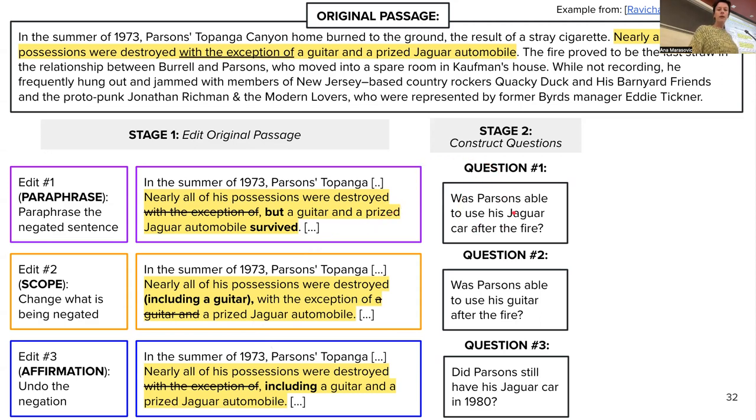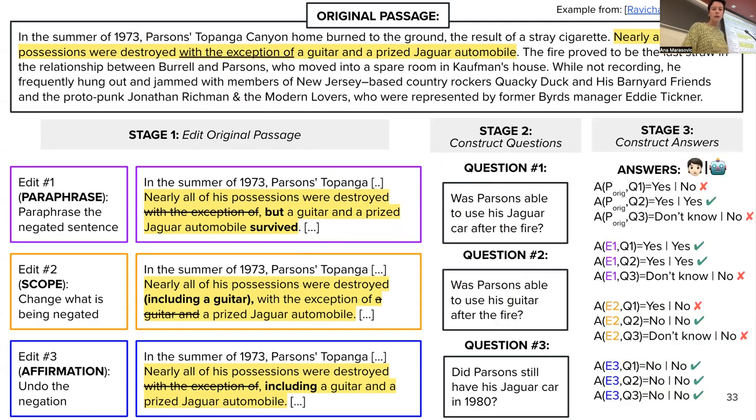So for example, here they ask, was Parsons able to use his Jaguar car after the fire? The implication being, if it was not destroyed, then this person could have used their car after the fire. Similarly with his guitar. And then the last one is, did they still have his Jaguar car in 1980? They also need to exhibit some temporal reasoning and understand that 1980 happens after 1973, and if the car wasn't destroyed, then they could have used it.